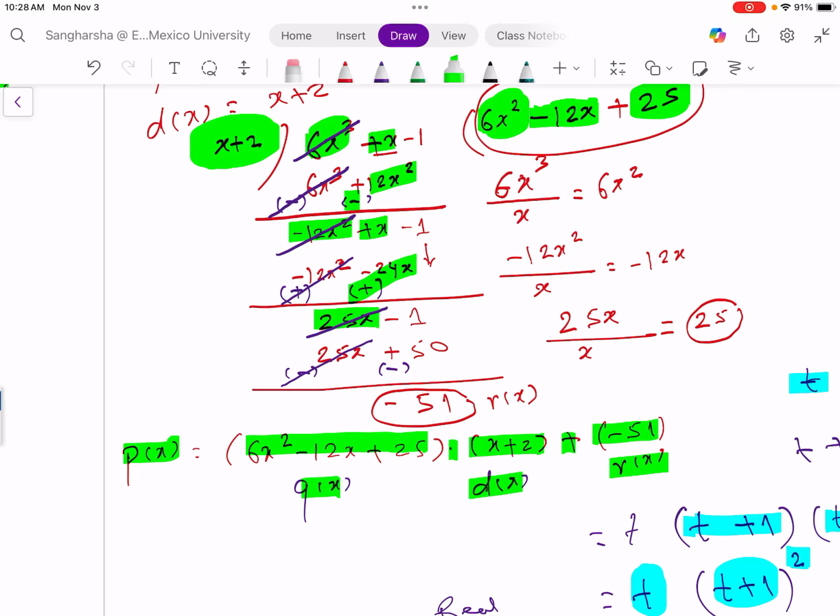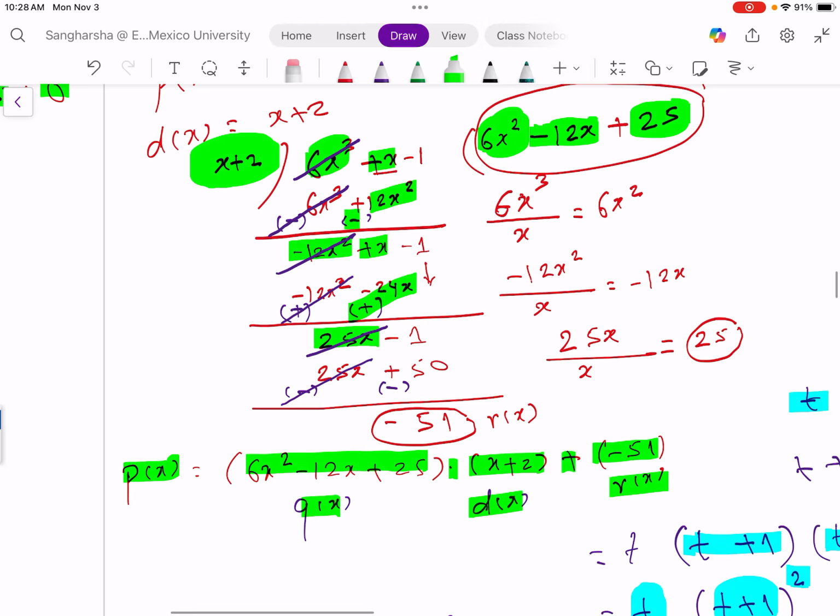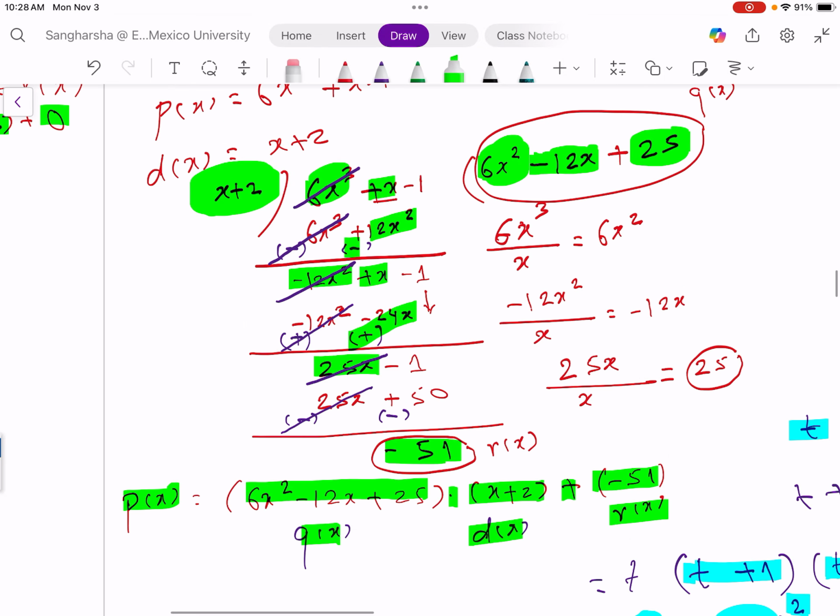Any question for long division? So there will be one question where you will be asked to divide a polynomial by another polynomial using a long division. Now, since the remainder is not 0, our remainder is negative 51. Now, are these two a factor of our polynomial? Now, is divisor x plus 2 a factor for p of x? No. Okay, to be a factor, remainder has to be 0.